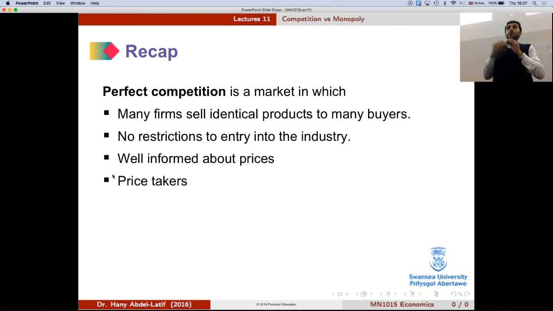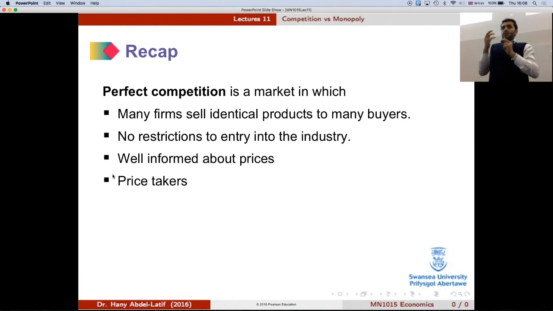And because of this, the demand curve that faces a single firm in this market is a horizontal line. So it's a perfectly elastic demand curve. As I said, they can sell any amount at the market price. If they produce 5, 10, 20, 100, any amount is going to be sold at the market price. That's why the demand curve that faces a single firm is a horizontal line. And also this line represents the marginal revenue. So it's the price, the demand curve, and the marginal revenue.